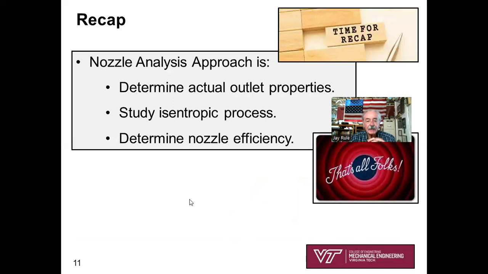So typically the nozzle analysis approach is to determine the actual outlet properties based on the information that's given to you. If you have pressure at state 2, you're able to study the isentropic process. That gives you enough to determine the actual kinetic energy, numerator, and the isentropic kinetic energy, the reversible adiabatic kinetic energy, denominator, and that leads to determining the nozzle efficiency.